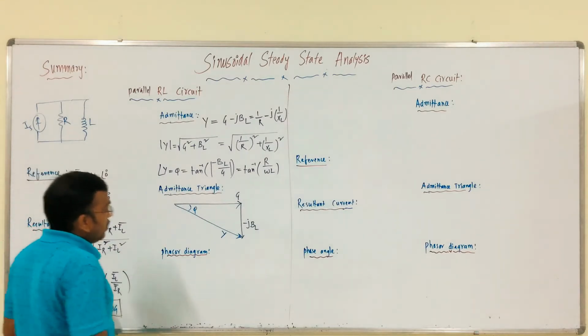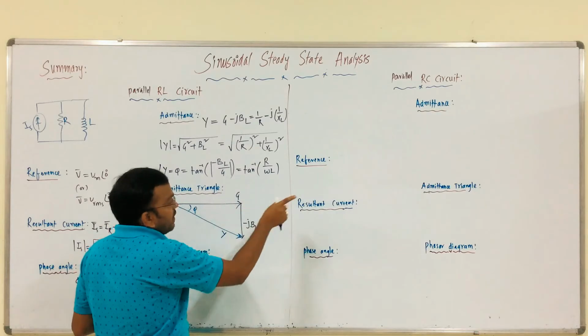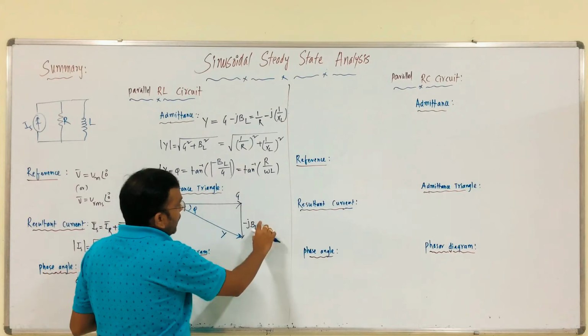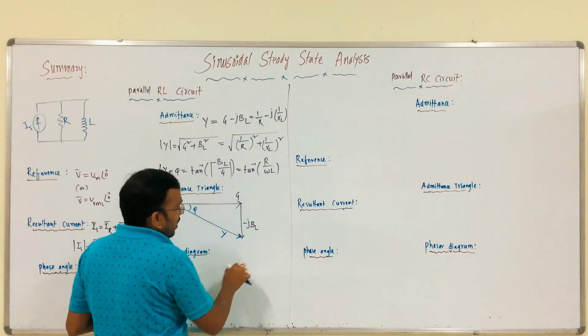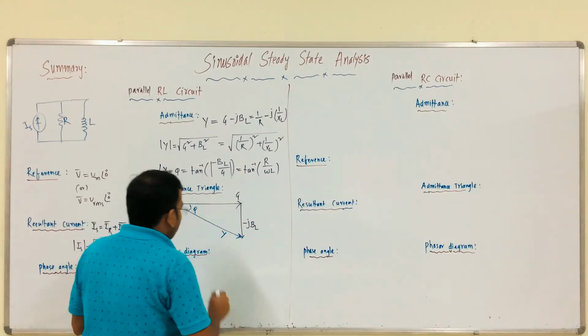Voltage, right? So if you multiply it with voltage, I is equal to VY. So V into G is nothing but this horizontal component. V into BL is nothing but the vertical component. Like that, V into Y is nothing but the resultant current, right?